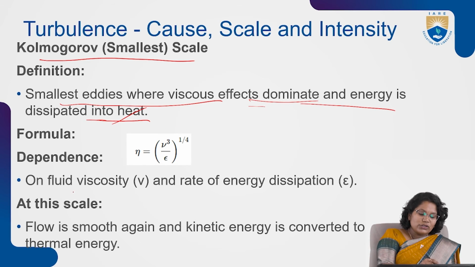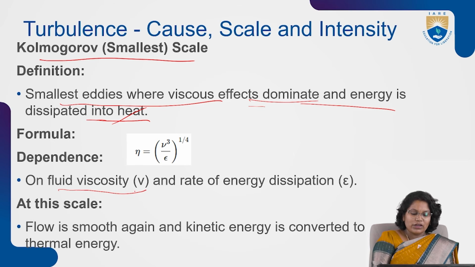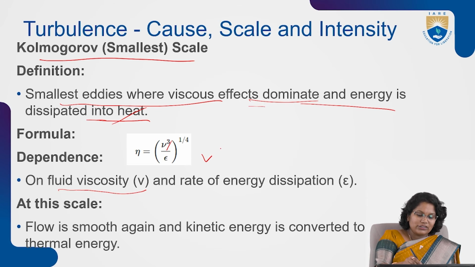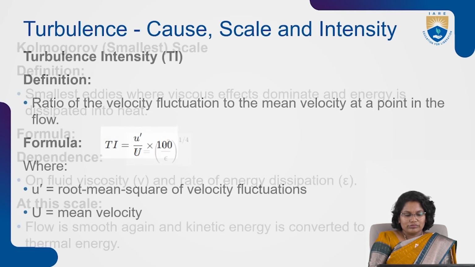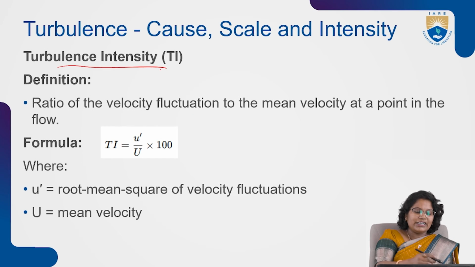Here ν is the viscosity and the rate of energy dissipation is ε, right? So this is the formula to calculate the smallest scale of the turbulence. The flow is smooth. Again, kinetic energy is converted into thermal energy. Turbulence intensity. Here the intensity is what?